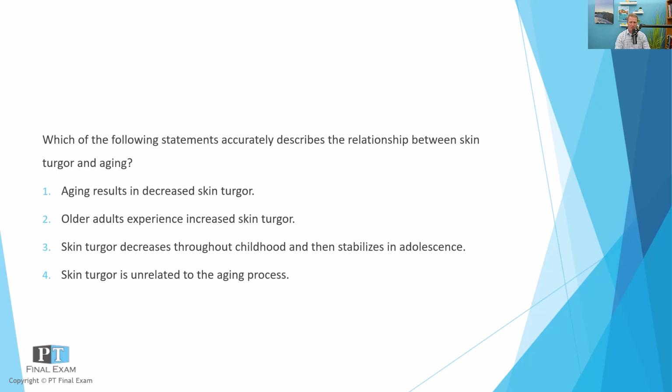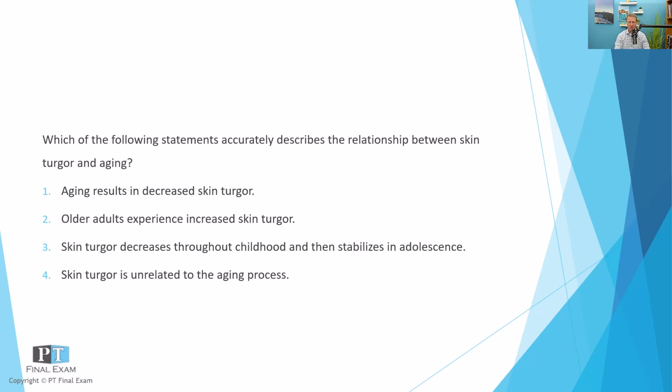Number 1, aging results in decreased skin turgor. Number 2, older adults experience increased skin turgor. Number 3, skin turgor decreases throughout childhood and then stabilizes in adolescence. And number 4, skin turgor is unrelated to the aging process.